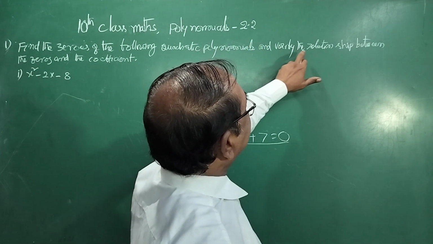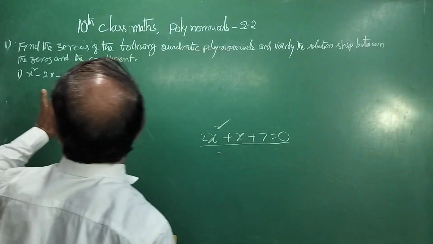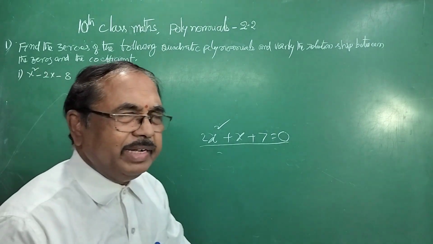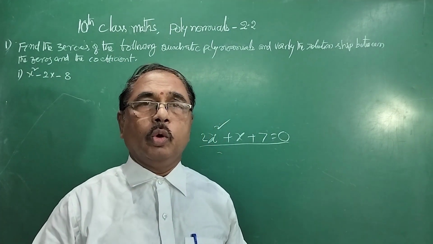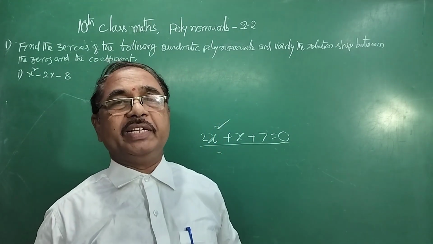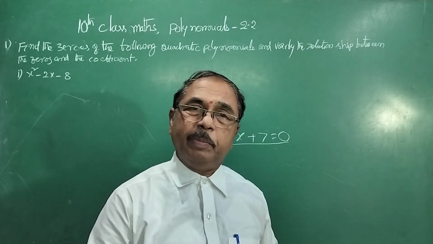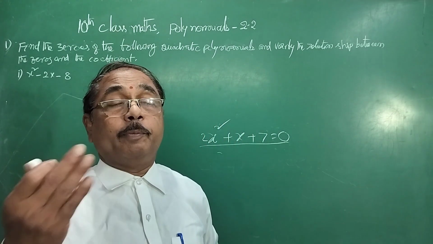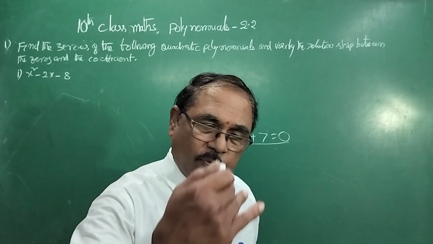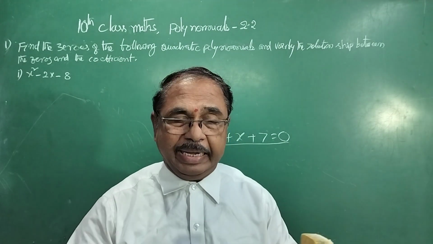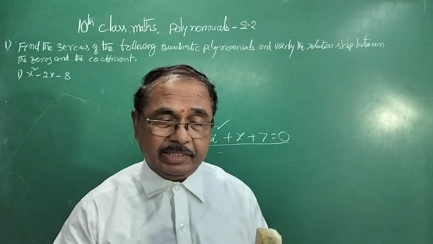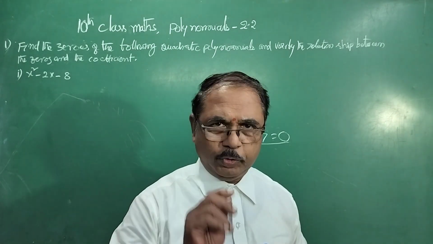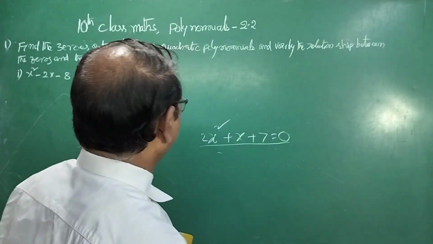Polynomials, and verify the relationship between zeros and coefficients. We have to find the relationship between coefficients and zeros. That means we have to find the zeros, and then with the coefficients, write that formula and check whether they are related, whether it is equal or not. That is the relation we have to find. Are you able to understand? Yes, let us start.